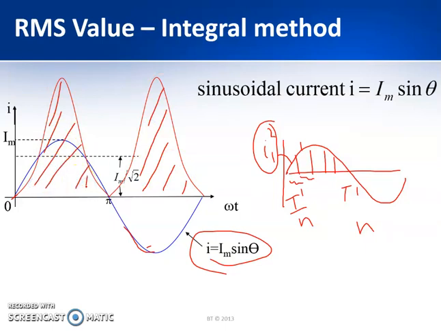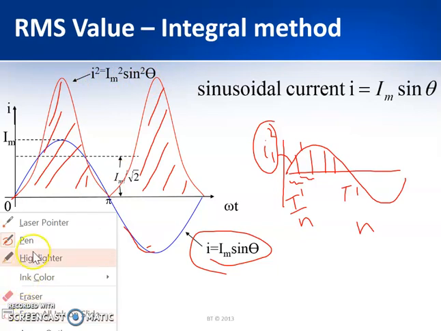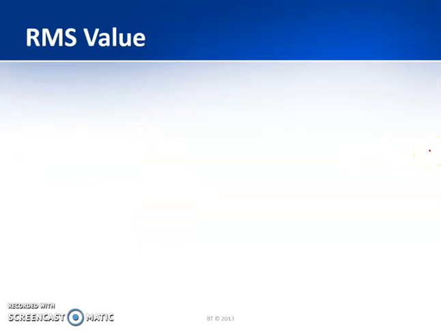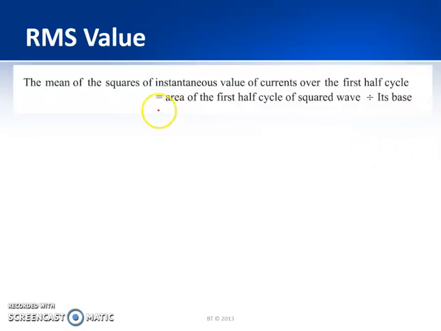So this is the squared waveform. Now with that we are trying to find out the RMS value using the integral method. So this is i1 square, which is nothing but Im square sin square theta. So we are writing the equation of the squared waveform. Then the RMS value is nothing but the mean of the squares of the instantaneous values of the current over the first half cycle, which is nothing but the area of the first half cycle of the squared waveform divided by its base.